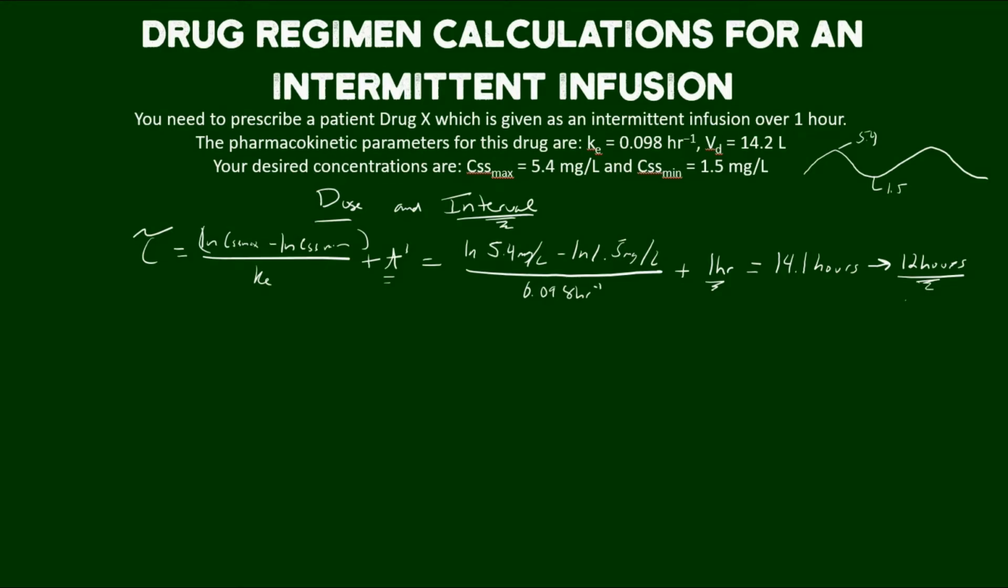And a dose in this scenario is an infusion rate. It's a little bit longer of an equation, but it's CSS max times elimination rate constant times the volume of distribution times 1 minus e to the negative elimination rate constant times the interval in the numerator, and in the denominator it has 1 minus e to the negative elimination rate constant times T prime, or the infusion time.